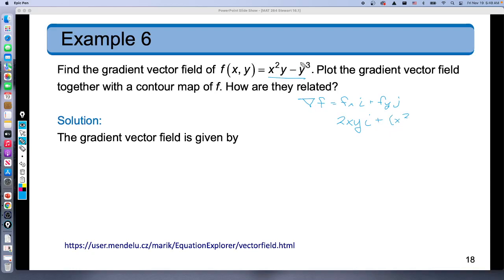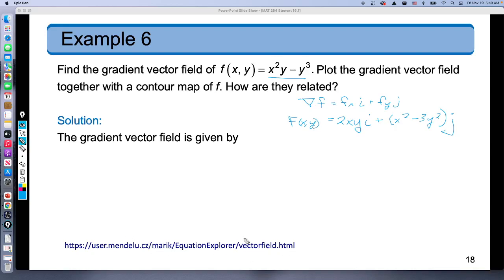Then we take the derivative of the second term, which is going to be minus 3y squared, subtract 1. So that's our partial with respect to y, and so that's the j component. Okay, and let's see. So this is our vector field. And I think they usually do a capital F to show that it is a vector field.